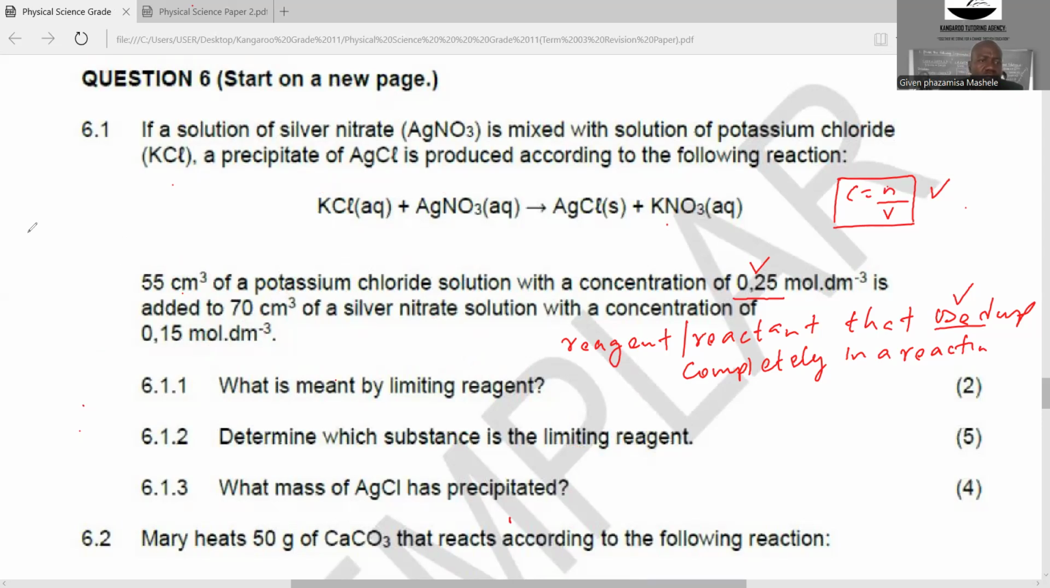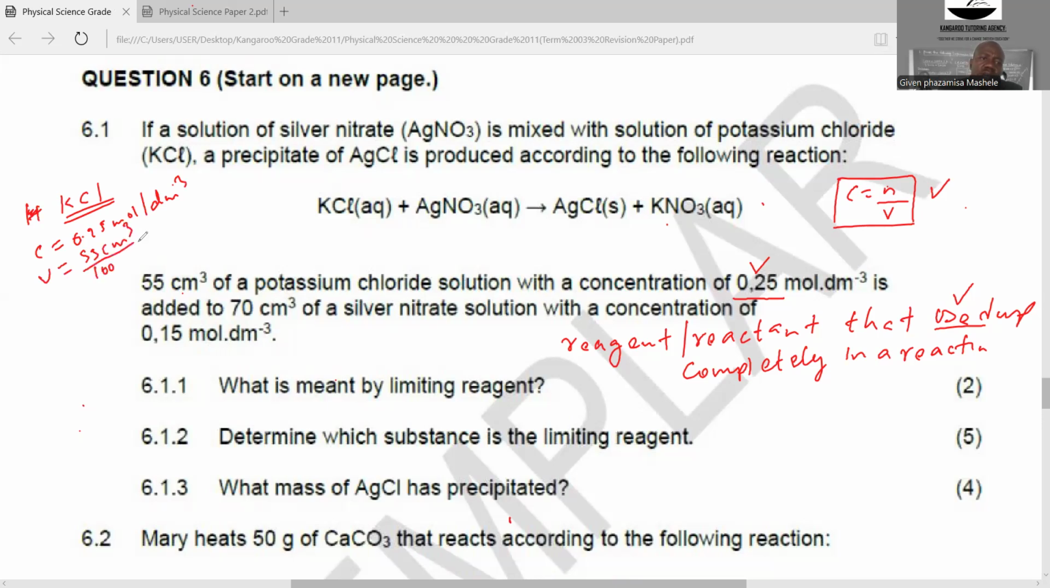Let's start with potassium, sorry, I apologize, potassium chloride. What are we given on potassium chloride? Potassium chloride has a concentration of 0.25 mole per decimeter cubed, and the volume is 55 centimeter cubed. We need to convert this into decimeter cubed.